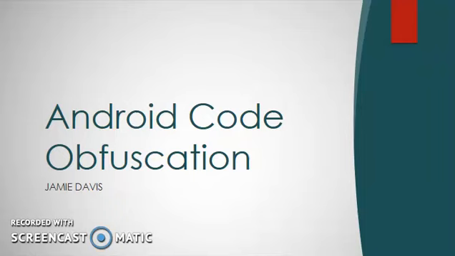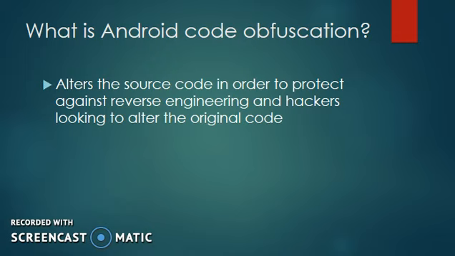Hi, my name's Jamie Davis, and I'm going to be discussing Android code obfuscation: what it is, why it's necessary, what tools are available to perform obfuscation, as well as what specific methods are utilized in the obfuscation process. First, we're going to start by talking about what Android code obfuscation is. It works to alter the Java and Android application source code in order to protect against reverse engineering and the altering of the code by hackers.